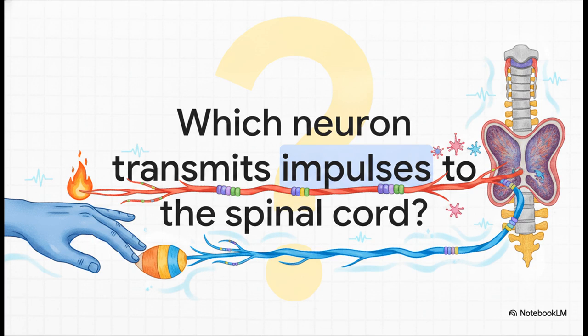In a reflex arc, which neuron transmits impulses from receptors to the spinal cord? A, sensory neuron, B, motor neuron, C, interneuron, or D, Schwann cell? Just remember that receptors sense things from the environment, leading us directly to our answer. A, sensory neuron. ये न्यूरॉन सिग्नल को बॉडी से central nervous system तक लेकर जाता है.